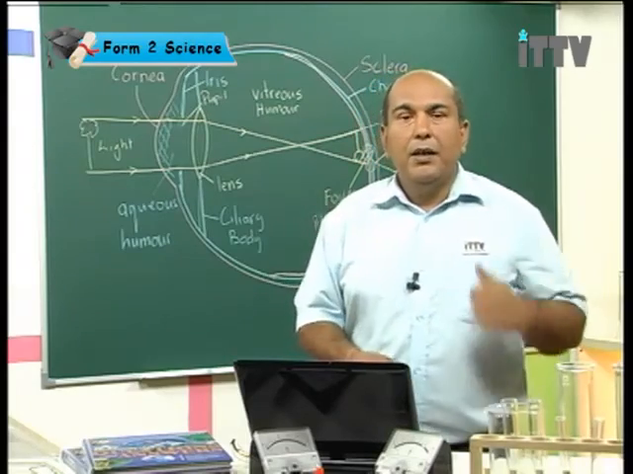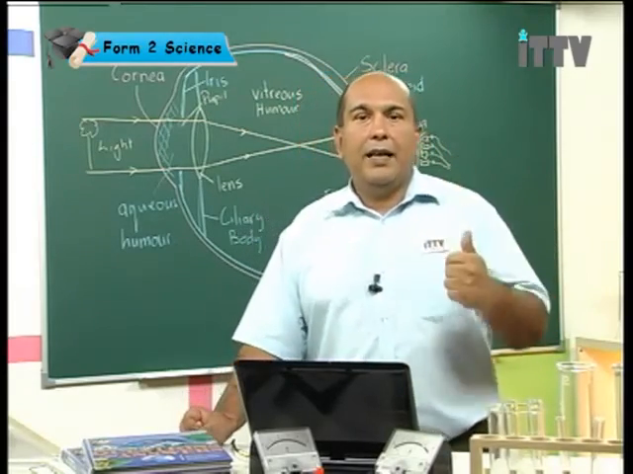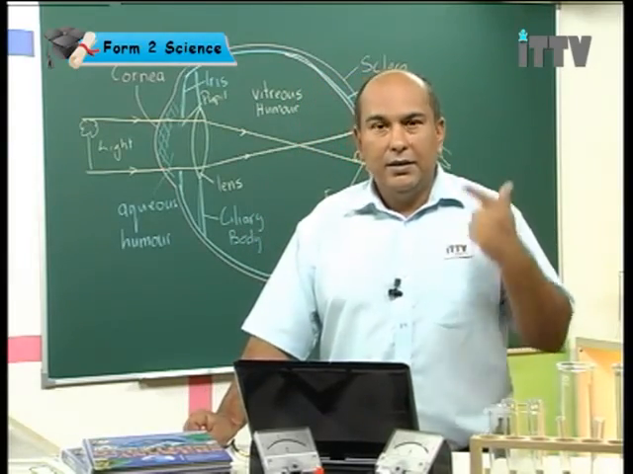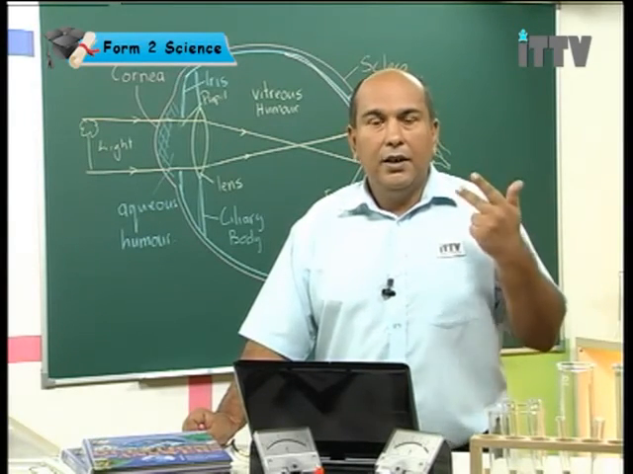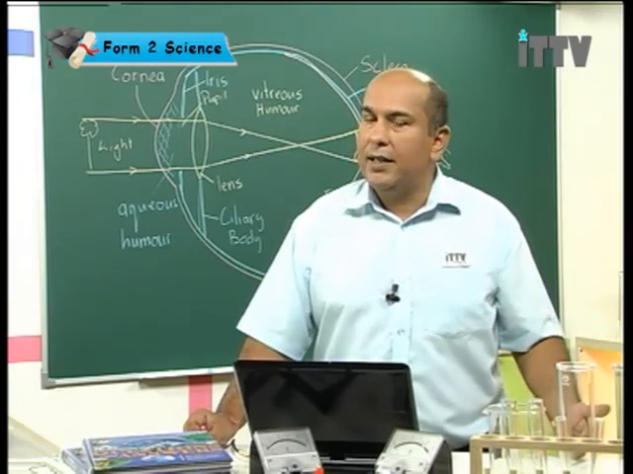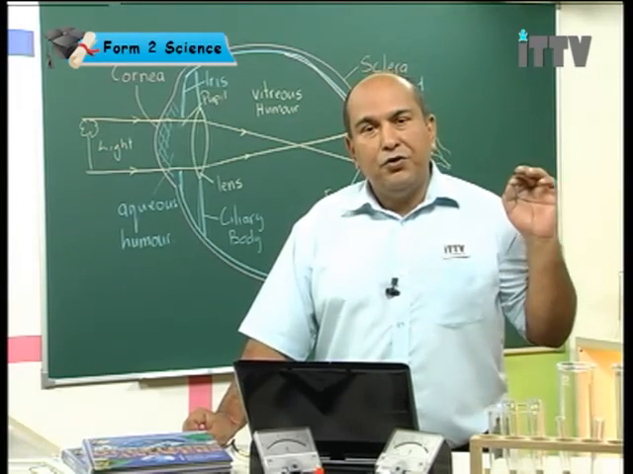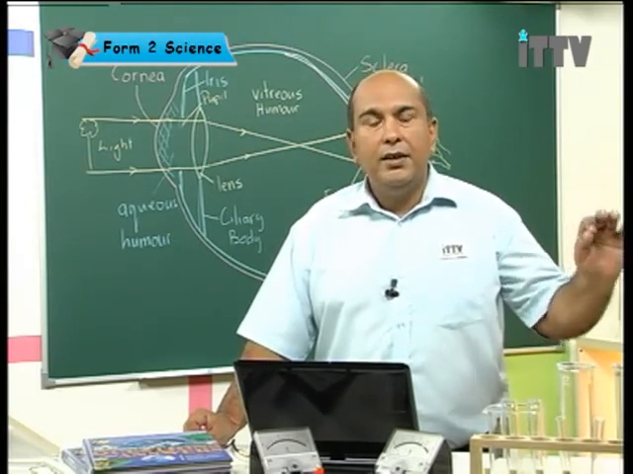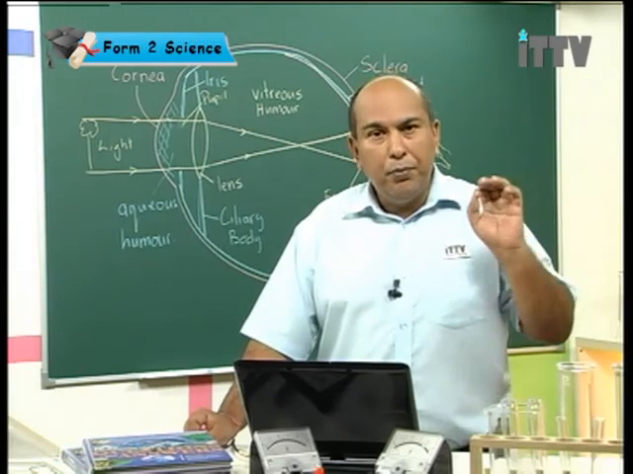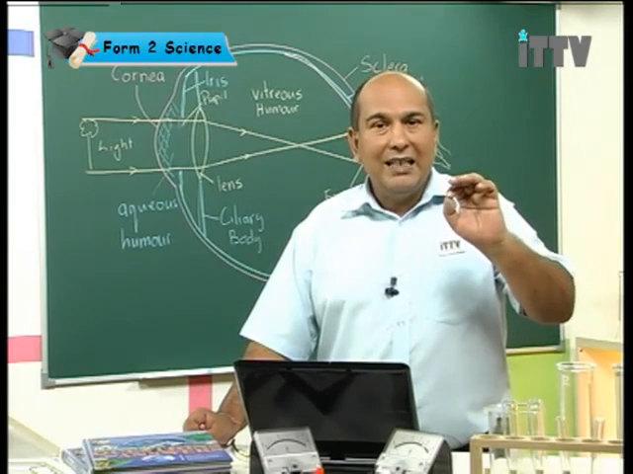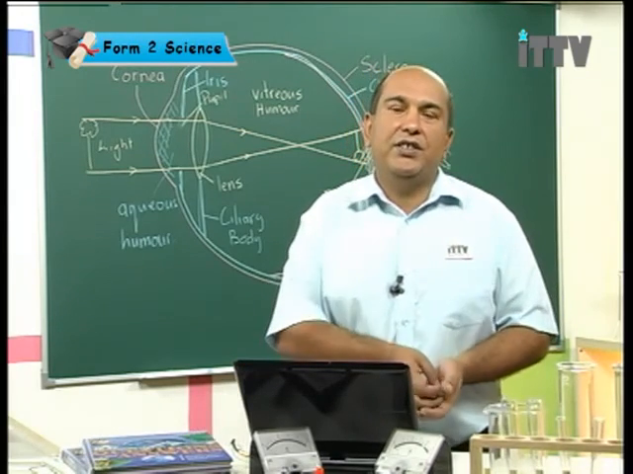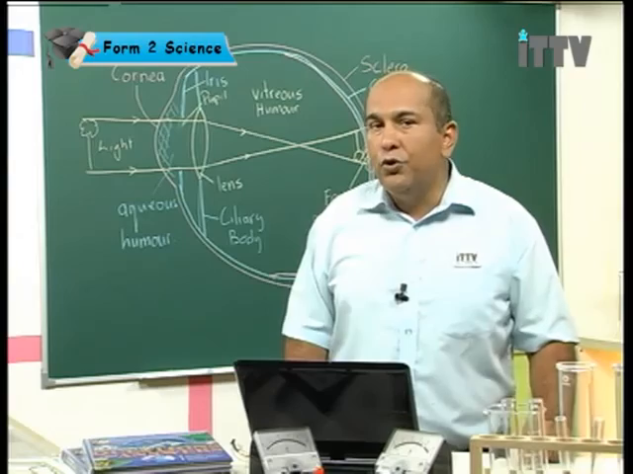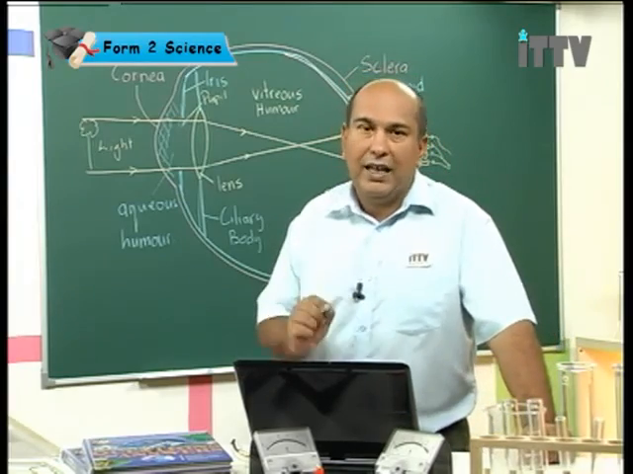So remember, the eye detects light stimulus. It has 3 layers: sclera, choroid, and retina. The photoreceptors are in the retina. Light has to travel through the cornea, aqueous humor, pupil, lens, vitreous humor before it reaches the retina. You really do need to know the pathway of light as it travels through the eye.